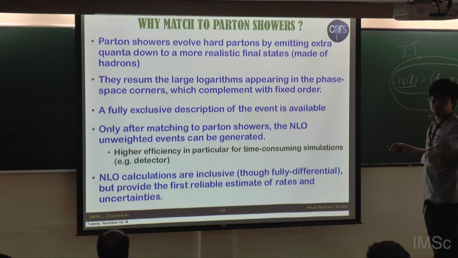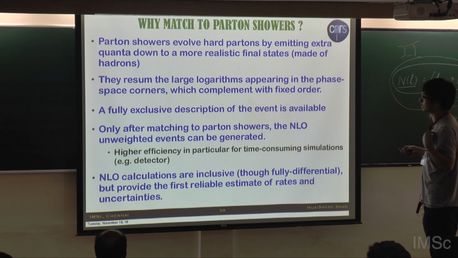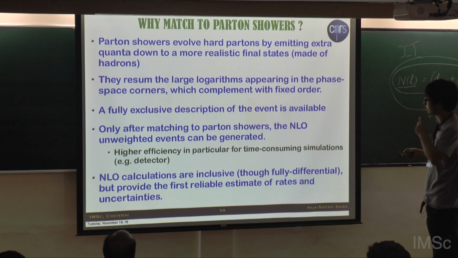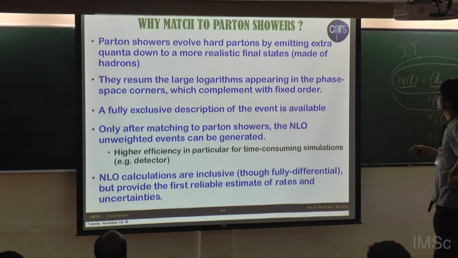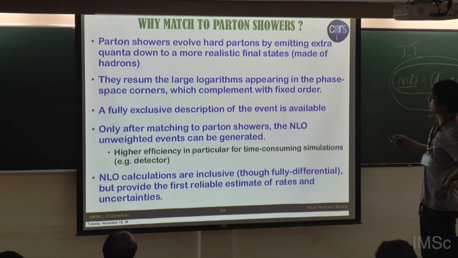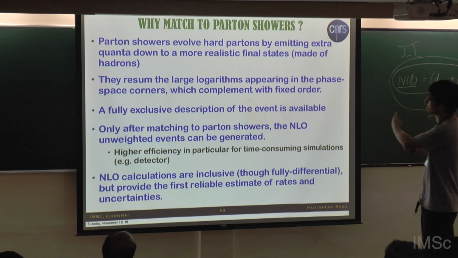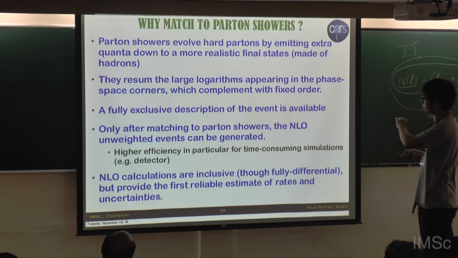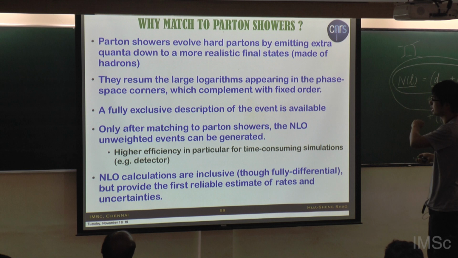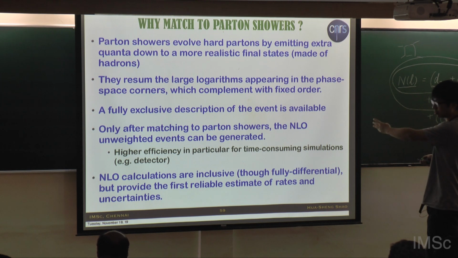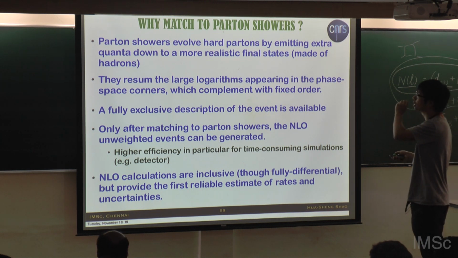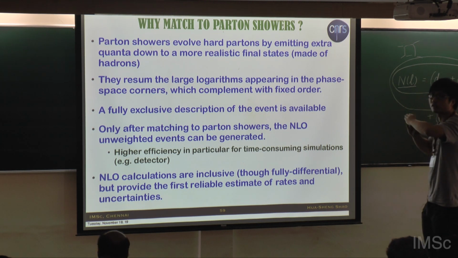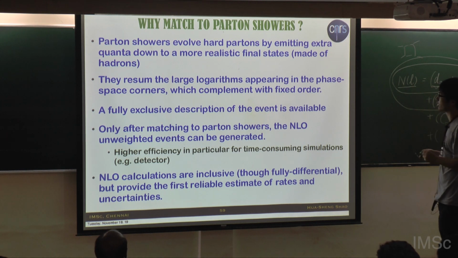This has actually been talked about a bit in the earlier lectures. Parton shower will evolve hard partons by emitting strong quanta down to a more realistic final state, right? Then we do the hadronization to make the hadrons. And this is very important because it resums the large logs appearing in phase space corners and gives the exclusive event descriptions. So they cover complementary phase space regions to the fixed order calculations.